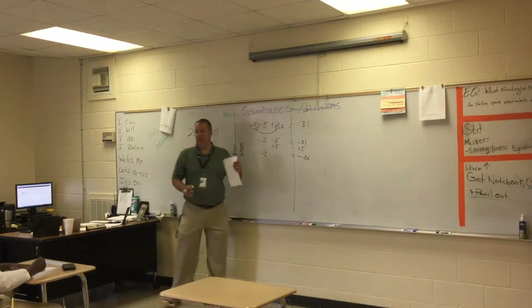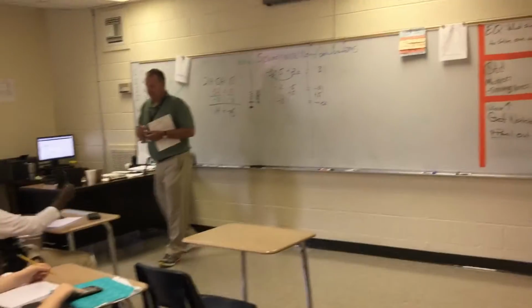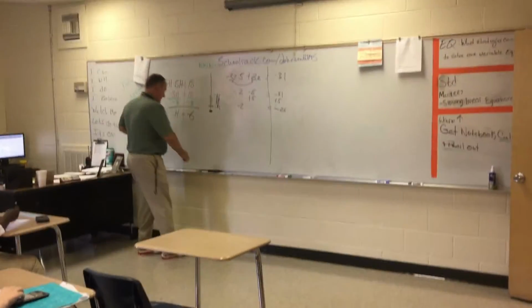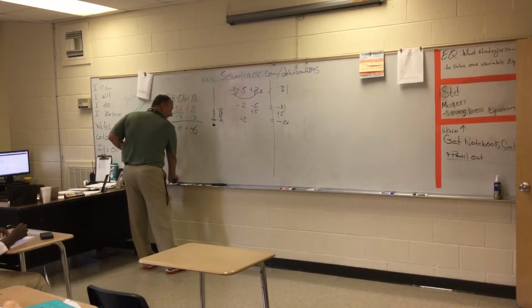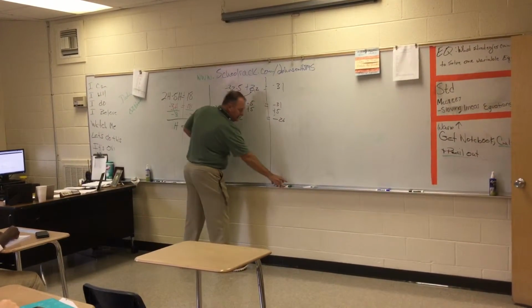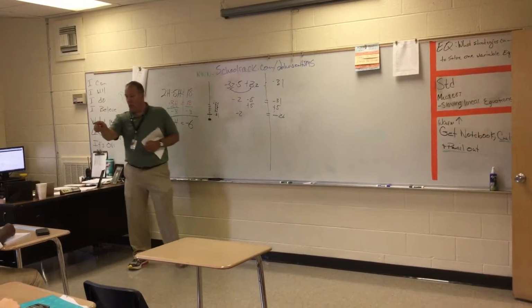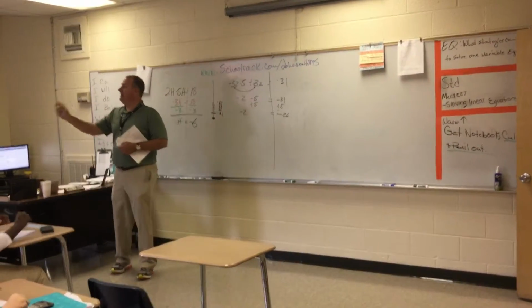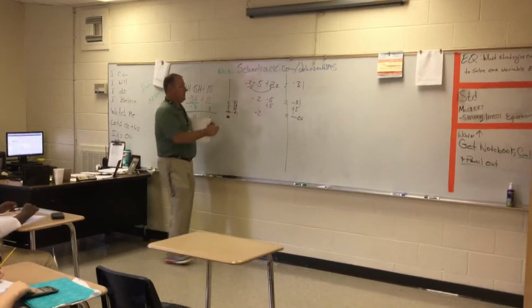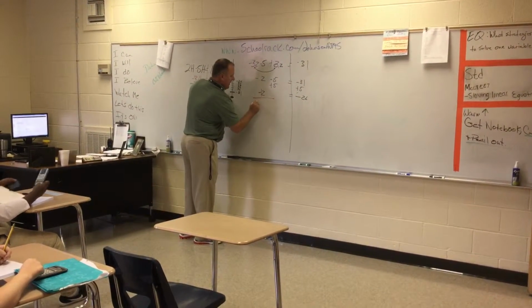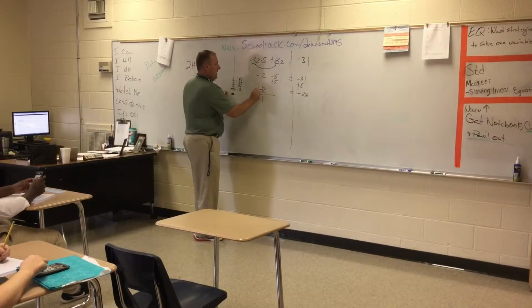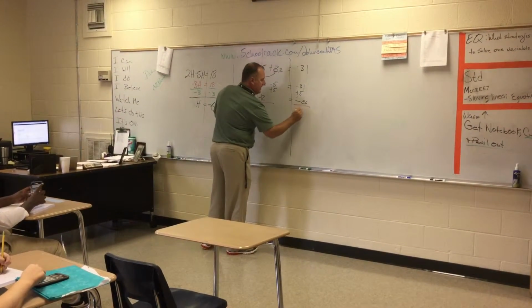Am I done? No. Why not? Now you gotta divide. Can I have a negative variable? No, cannot have a negative variable. So all I have to do, what did we say was in front of this? A negative what? 1. So I'm going to divide by negative 1 here. They cancel out.